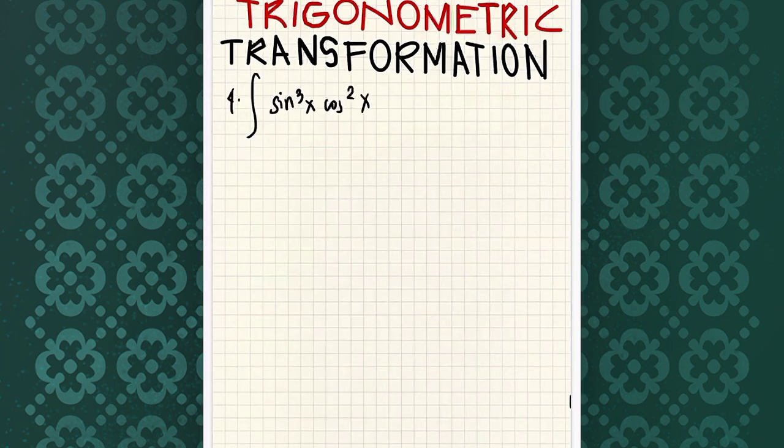So let's solve the number 4 problem, which is the integral of sine cube x cos squared x. So we use trigonometric identity and use substitutions to simplify this integral. So first we have to split the powers to isolate one sine. So we know that sine 3x, if we are going to isolate it or split it, it can give us sine squared x multiplied by sine x.